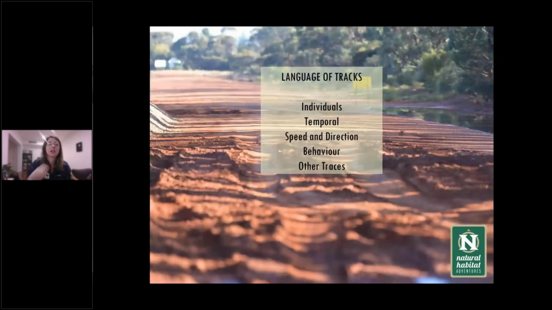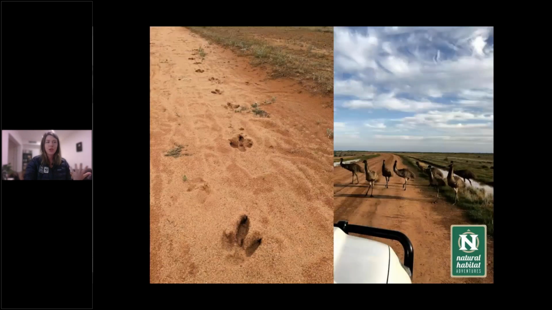So I am going to quickly talk about some of the language of tracks. We're going to see what can we learn from all this information. We can learn about the number of individuals. These are birds. We've got these nice 3 toes at the front. These are very big birds. These are our emus. And the emus here is quite easy to tell if there's one emu or multiple emus based on the number of tracks.